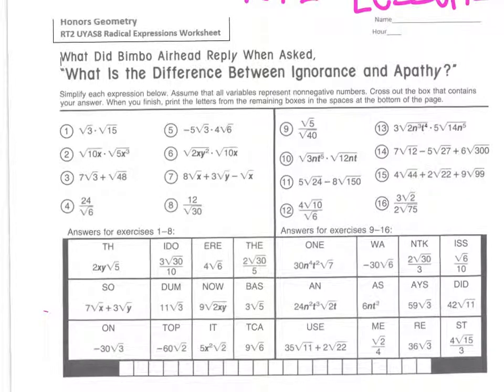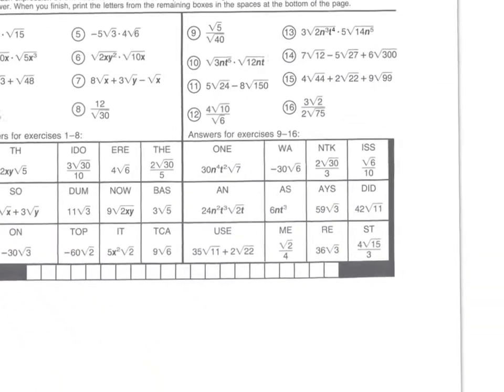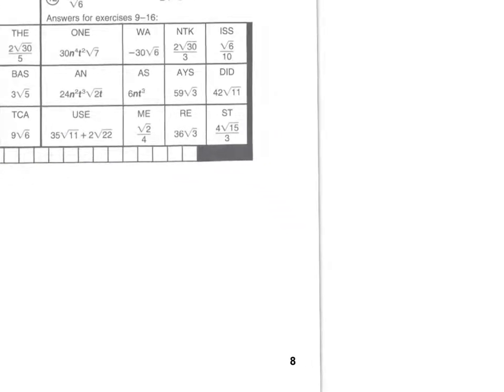In the video for RT2 Lesson 2, Problem 2, it was explained how to simplify radicals with exponents underneath or with variables underneath the radical. We'll look at a sample problem like that. We will look at problem number 13.